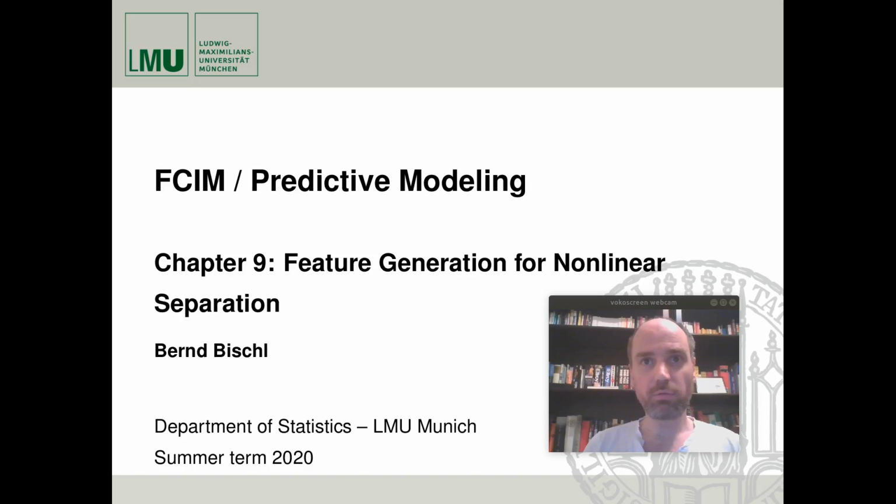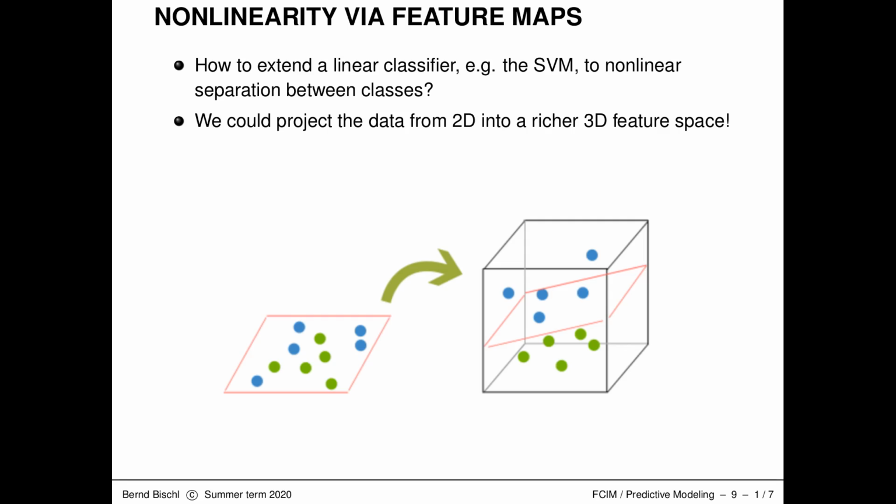Hi, and welcome to the first lecture unit in the new lecture chapter on nonlinear support vector machines and kernelization. This lecture unit is on feature generation for nonlinear separation. I'll simply explain here that we can still use linear algorithms, linear classifiers like the SVM that I've introduced up to here, to generate nonlinear decision boundaries in our original input space, as long as we are okay with generating extra derived features and projecting our data into a richer, higher dimensional feature space. And this is exactly what I want to discuss now.